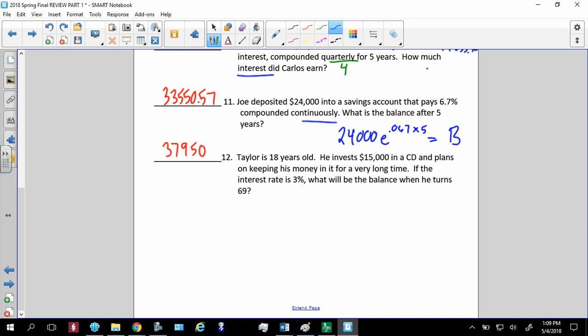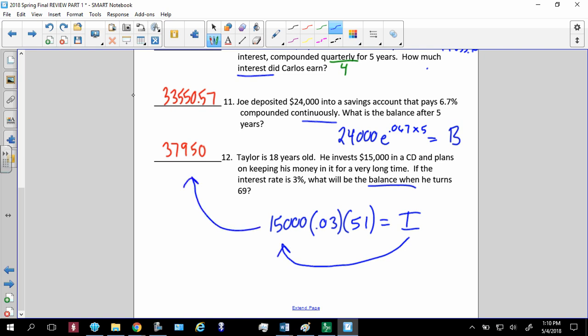Question number 12. Taylor's 18 years old. He invests $15,000 in the CD and plans on keeping his money for a very long time. If it doesn't say continuously or quarterly or monthly, it's the simple interest formula, which will be 15,000 times 0.03 times, let's see, 1869, I believe that is 51 years. When I press enter, I get my interest. But the question is asking for balance. So once you get your interest, add it back to the principal to get your answer, which is 37,000.